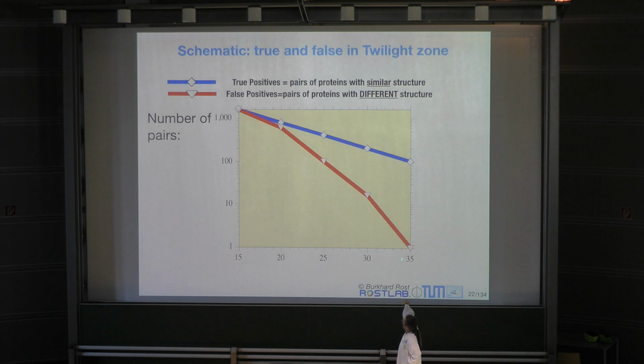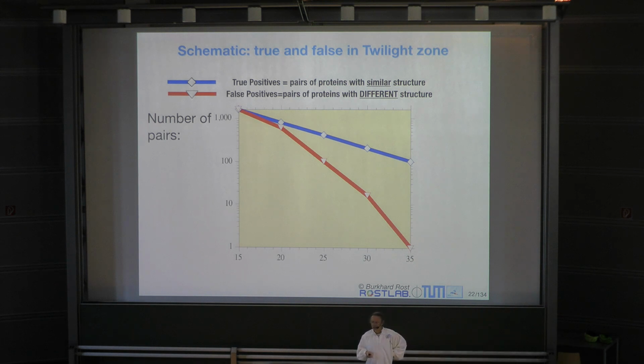plot the number of pairs, again sequence identity down here from 15 to 35%. The blue is what I showed you before, pairs of proteins that have similar structure. Red are proteins that do not have similar structure. So we expect that in this twilight zone, the red is going to shoot up. At some point, red equaling blue here means that your accuracy is actually 50%. Half of what you find there is blue and half is red, so 50% accuracy, right?